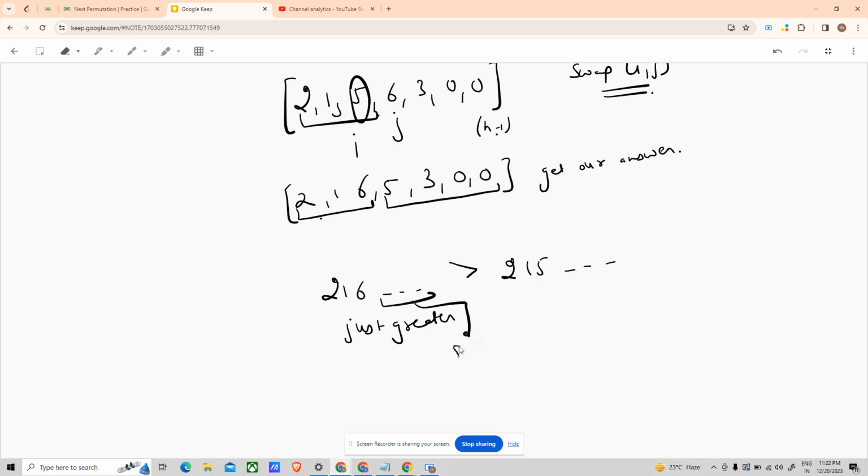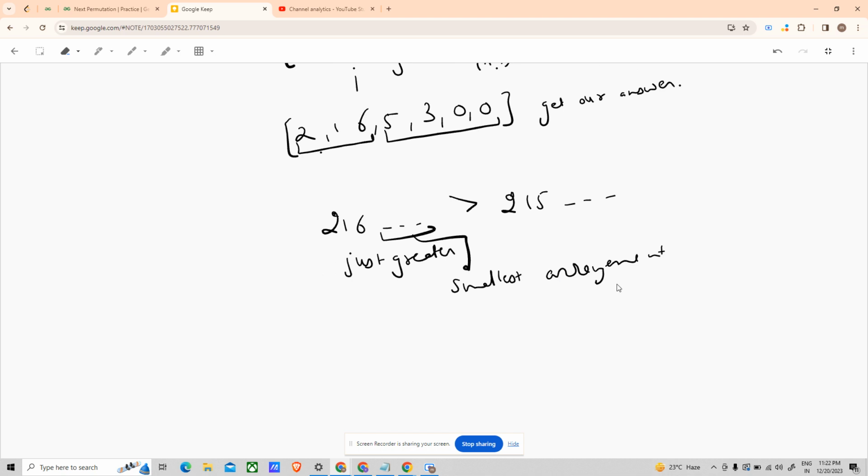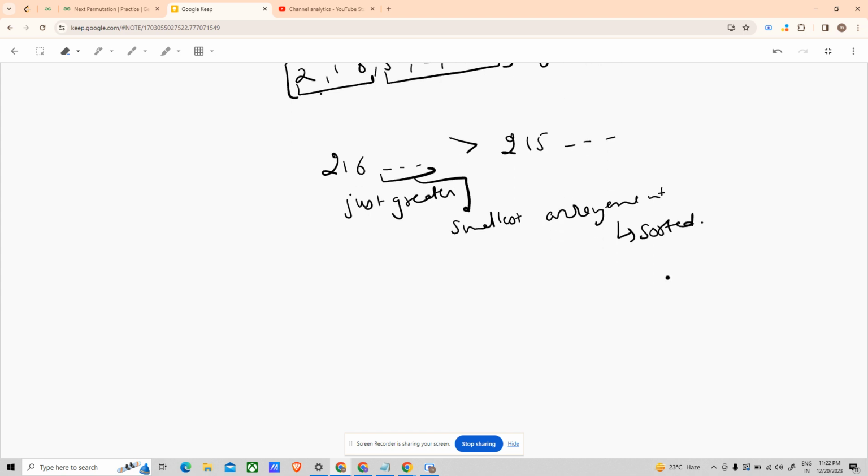This should be the smallest arrangement. Okay. But we talked about it in the above slides. The smallest arrangement is sorted. I'm not repeating it. The smallest arrangement is sorted. Okay. Now, pay attention. What we did was the array was 2, 1, 5, 6, 3, 0, 0. The graph was something like 0, 0, 3, 6, then 5.